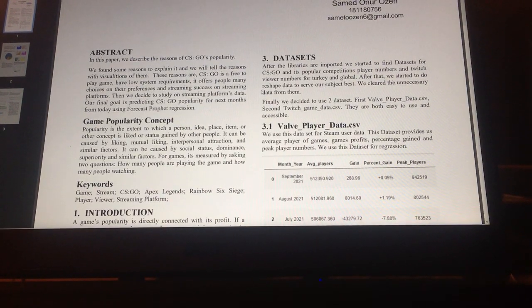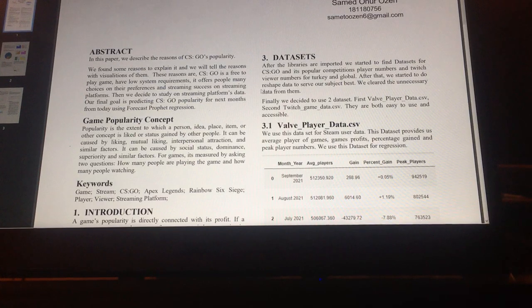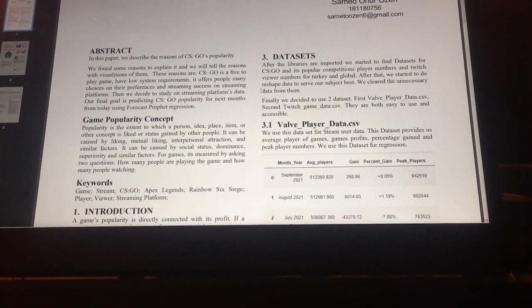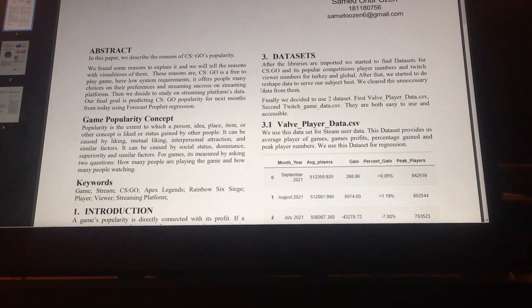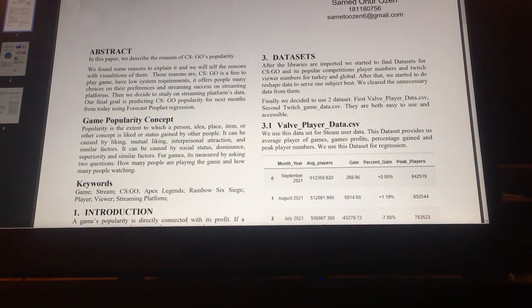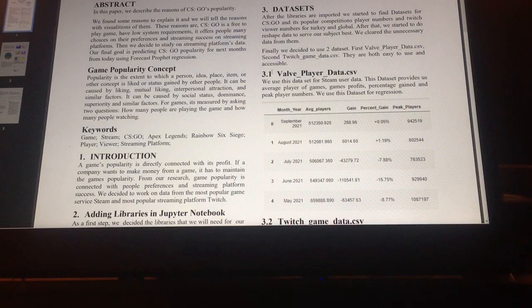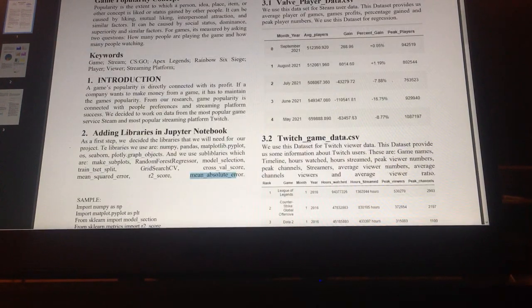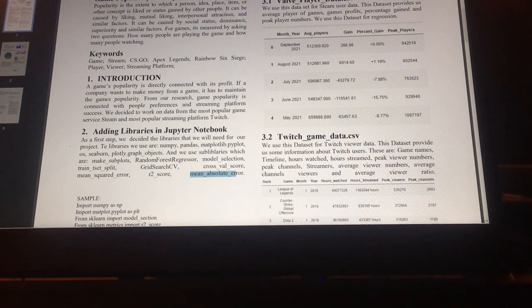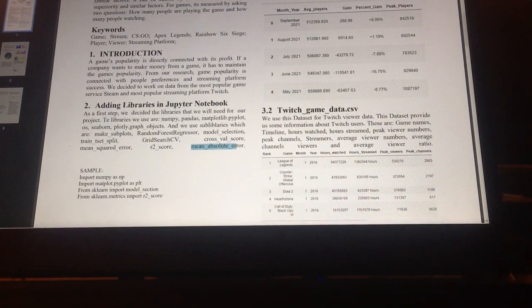Then we decided to study streaming platforms data. Our final goal is predicting CSGO popularity for the next months from today using Prophet forecast regressions. We define the game popularity concept here, and here are our keywords. This is our introduction part.